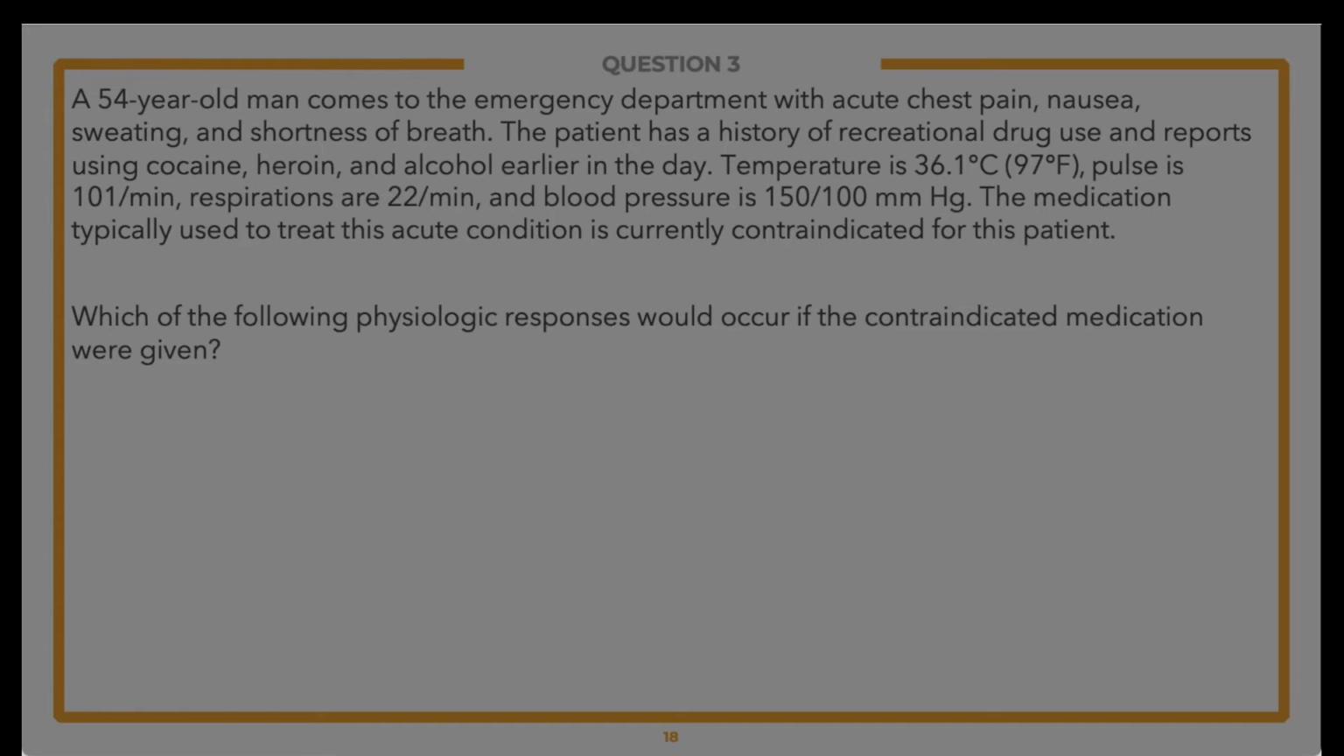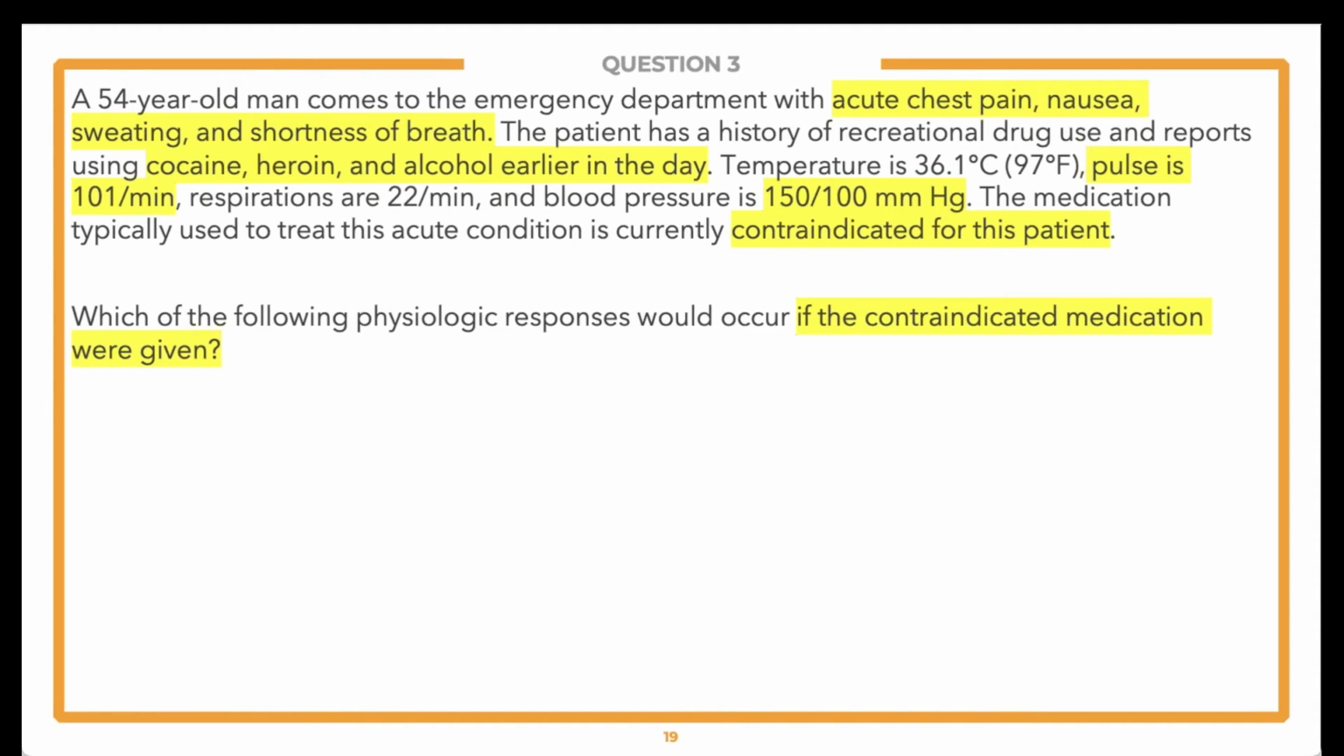Let's look at what the important steps are, or what the highlighted keywords in this question are. A 54-year-old man with chest pain, nausea, sweating, and shortness of breath. Again, a few differentials come to mind. This is another patient with recreational drug use, including cocaine, heroin, and alcohol earlier today. Pulse is high, respirations are slightly high, and his blood pressure is also elevated. Now, you have somebody who's tachycardic and hypertensive, so what should I give this patient? And why are they making such a big deal about whatever I give him, what can I not give him? And really, that is what this question is getting at.